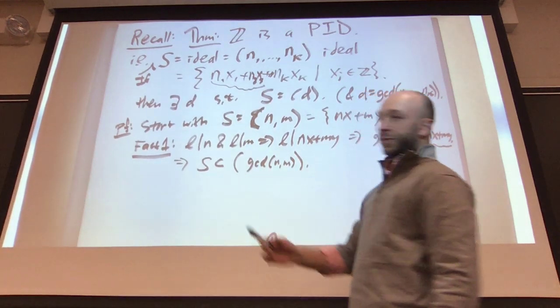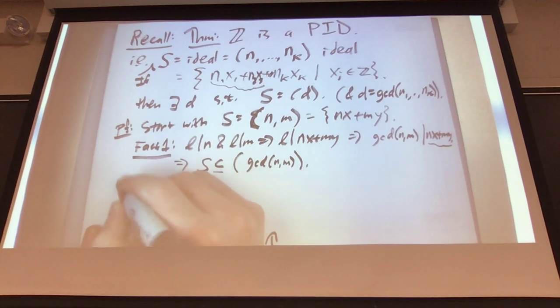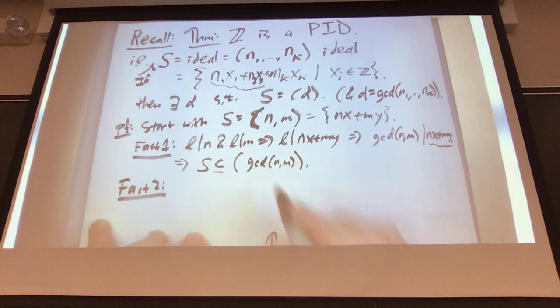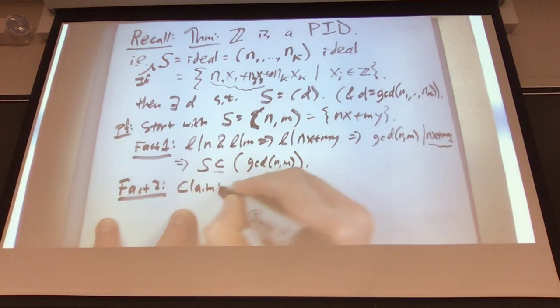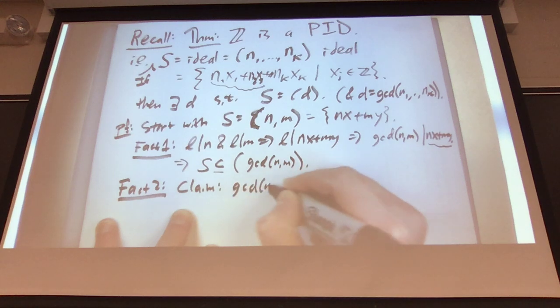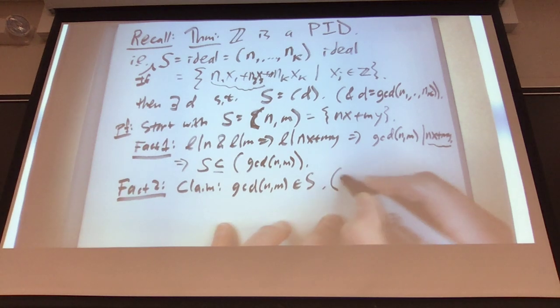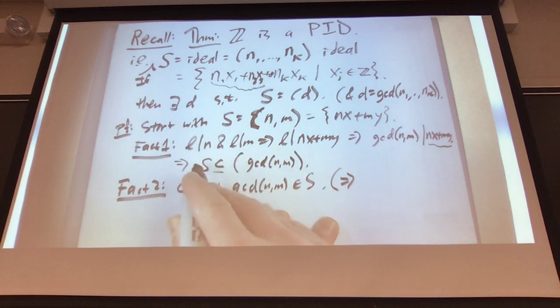Now we want the reverse inclusion. Well, our claim is that the GCD is in S. So the claim in the other direction is that the GCD of n and m is in S. Which would imply, well, if S is contained in here, but the GCD is contained in S, then we have an exact equality.